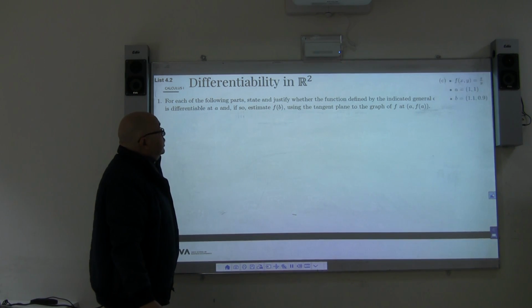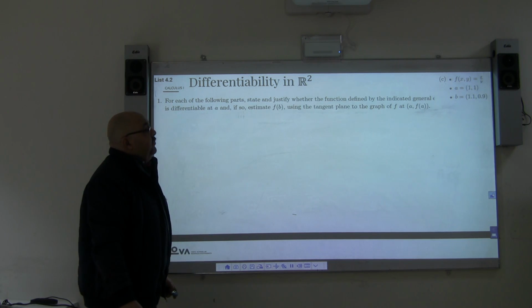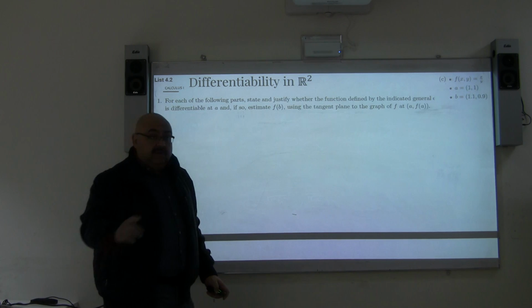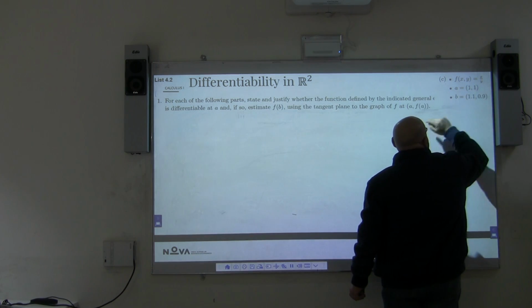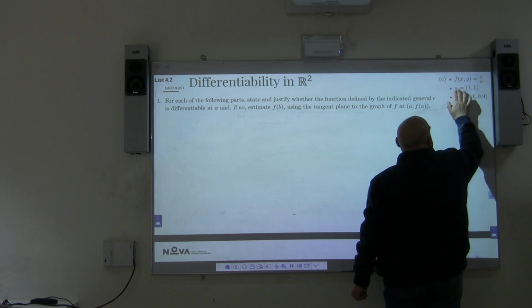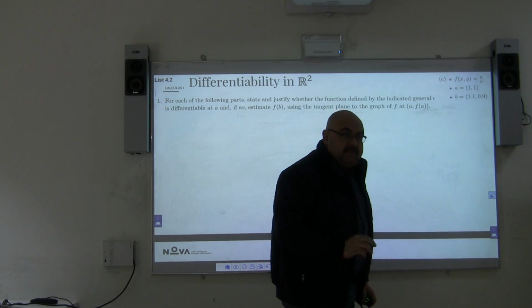Here, differentiability in R2, a similar problem with the same list. He wants you to check f of x, y, which is x over y. That's the problem. If you remember, we solved one like this previously: x over y, where a is (1, 1) and b is (1.1, 0.9). He wants you to approximate the value of the function at b.